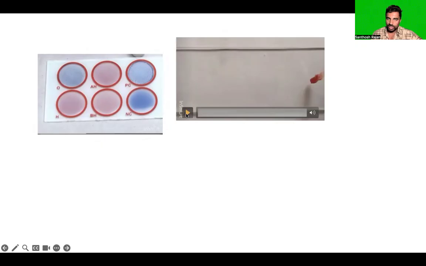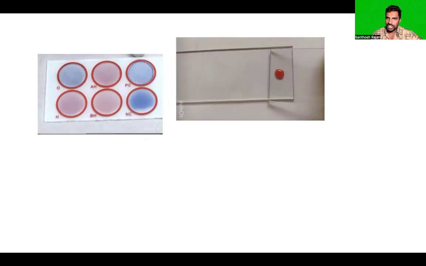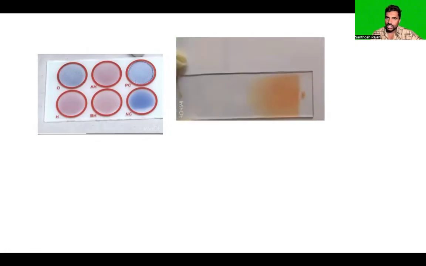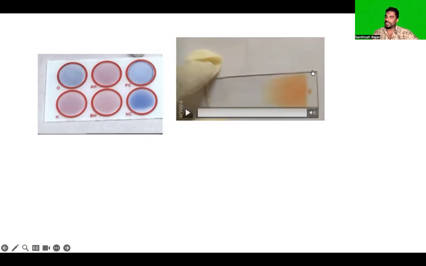Next one, a smear is there, a drop of blood is put. You take another slide and sweep it. So this is a thin smear, a thin blood smear. Now let's talk about it. Let's write about it. Here you see the first one.